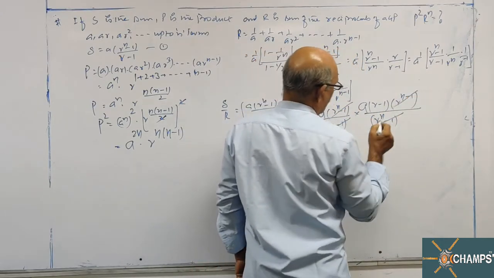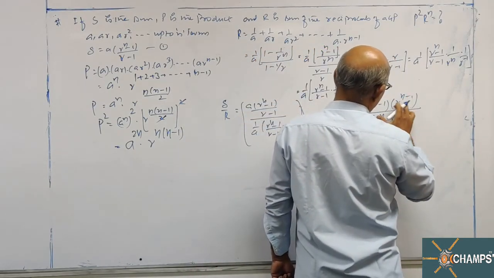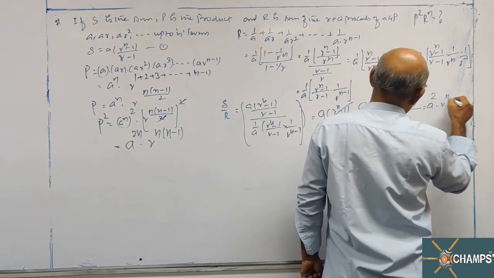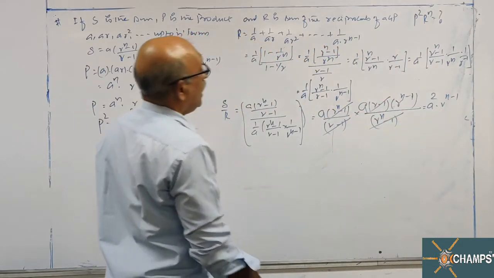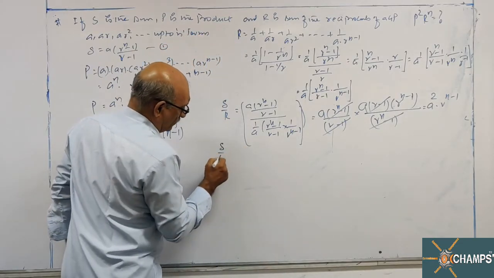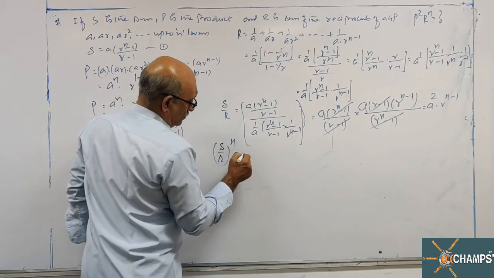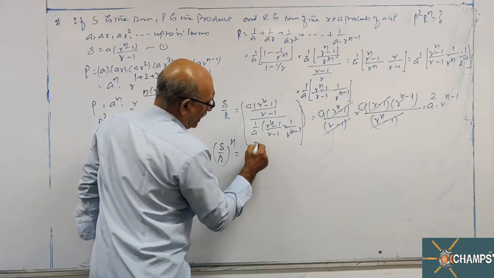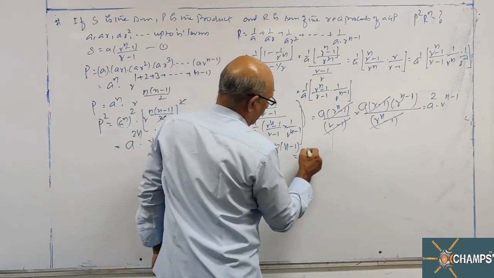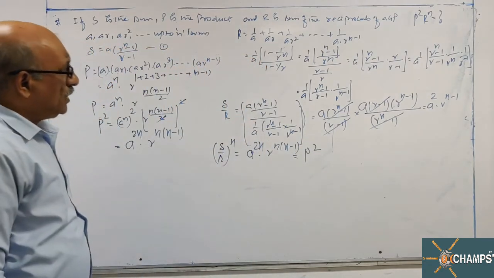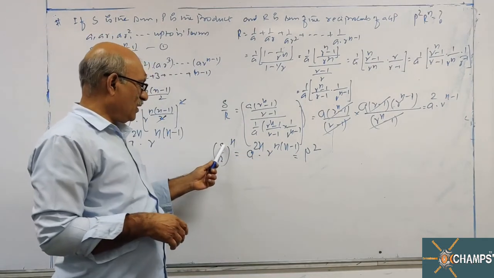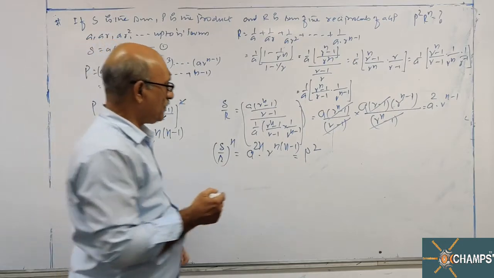Cancel. Cancel. Sorry. This is a square into r to the power n minus 1. Now r is having power n, so raising the power on both the sides to n. So a power 2n into r to the power n into n minus 1. This is p square. So this is the original solution to the given question. P square is equal to s power n by r power n.